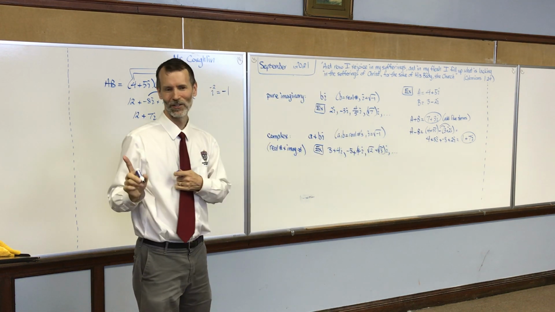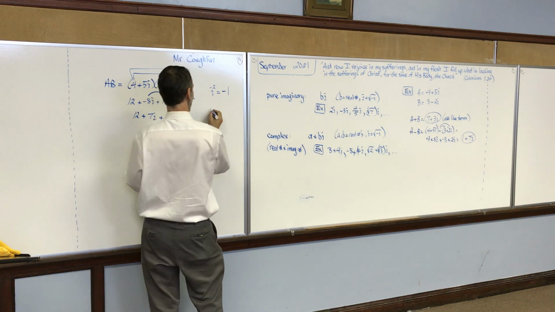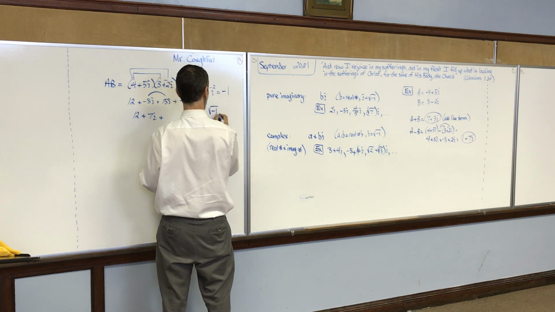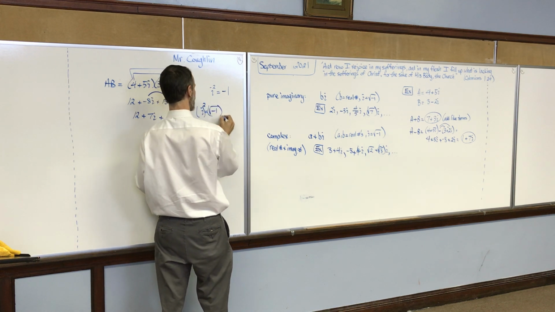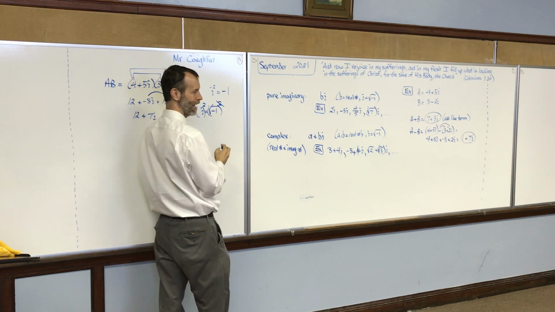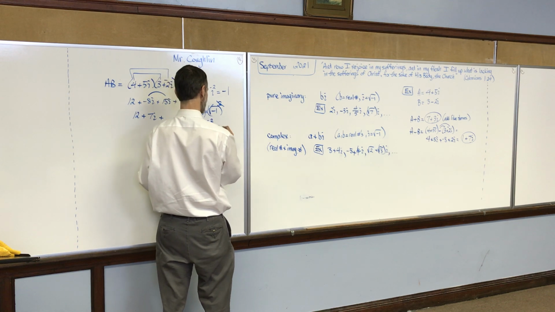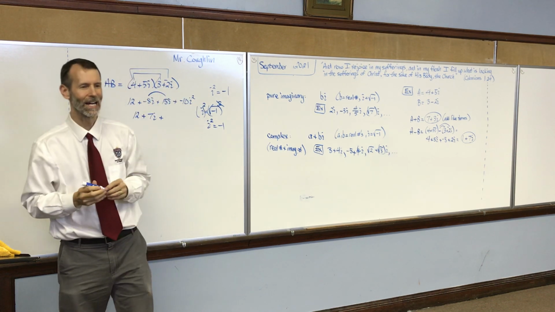Let me prove it. Remember that from last year? If you don't, look up here. The radical negative 1 is i. Square both sides. The square root and the square cancel. i squared equals negative 1. i squared is negative 1.